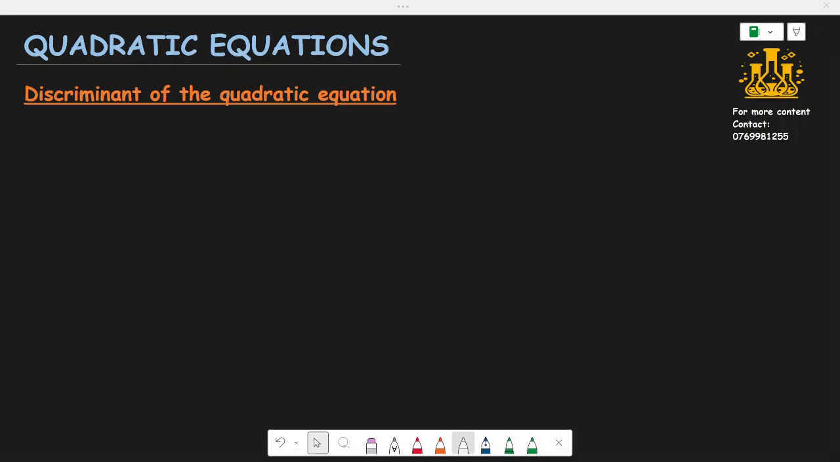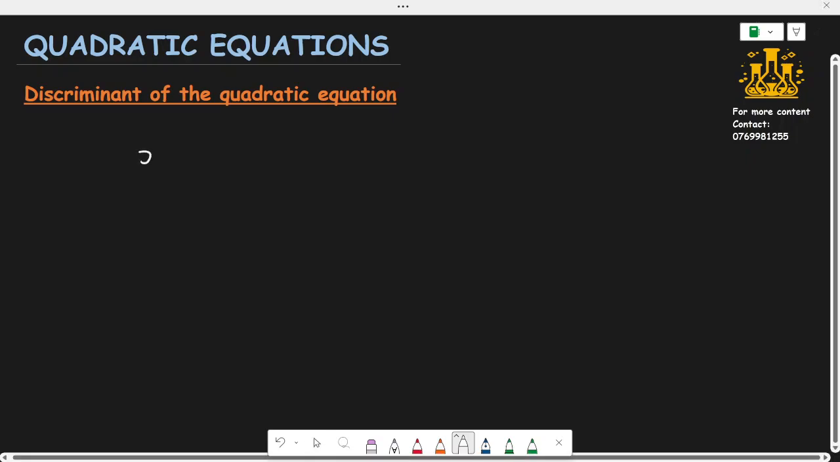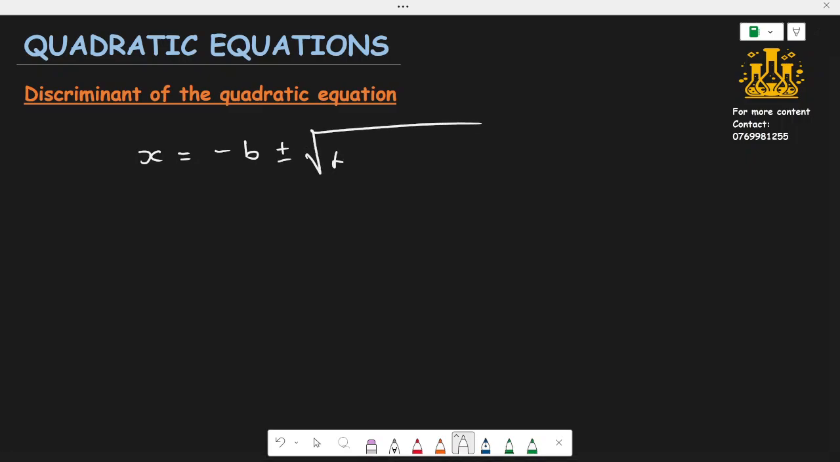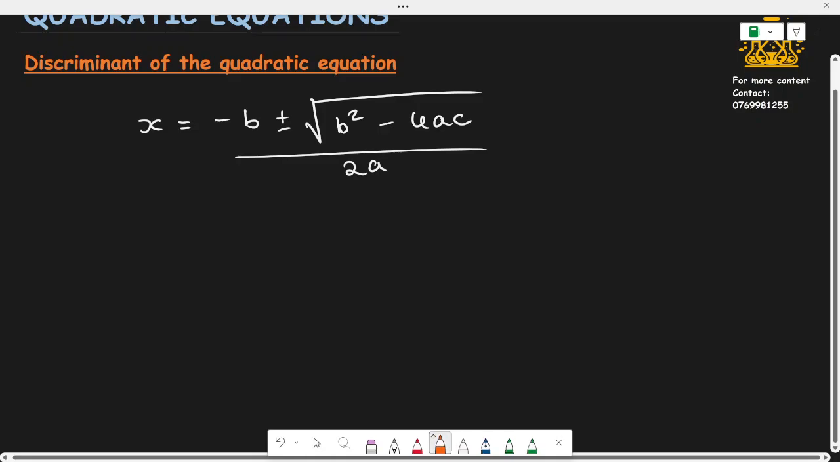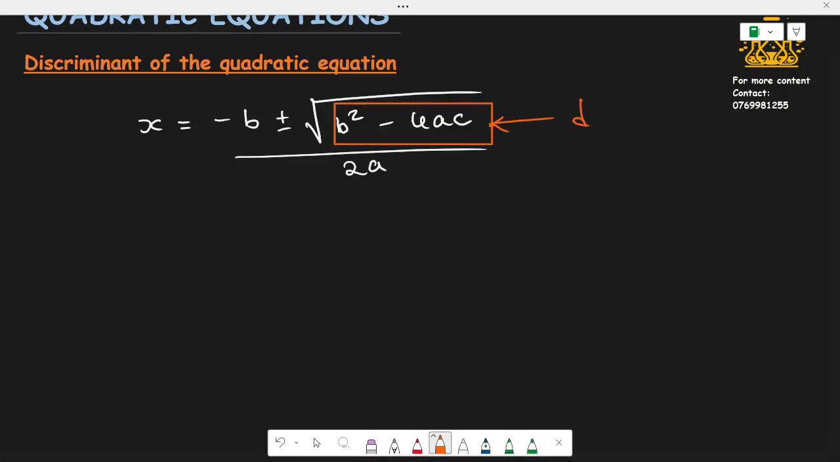We continue our series on quadratic equations, and in this video we'll be looking at the discriminant of a quadratic equation. We know that the quadratic formula for solving a quadratic equation has this format that we're very familiar with. So now from this we will find that the discriminant is just what is inside the square root.